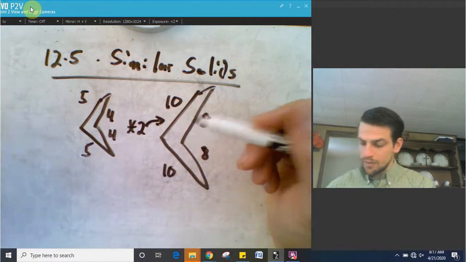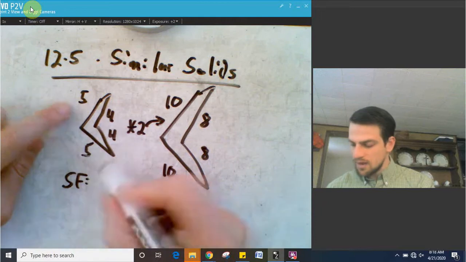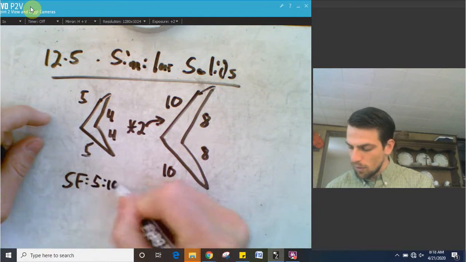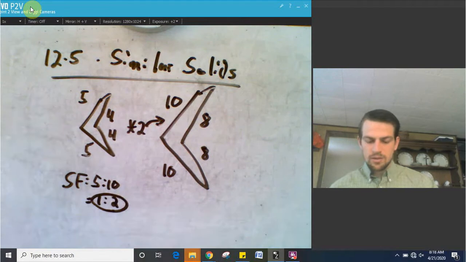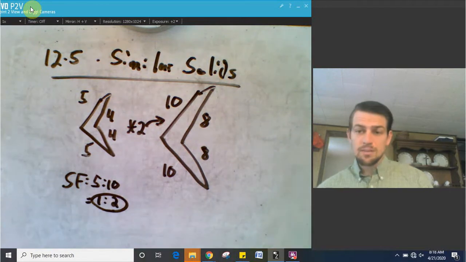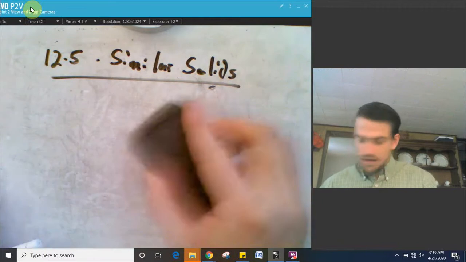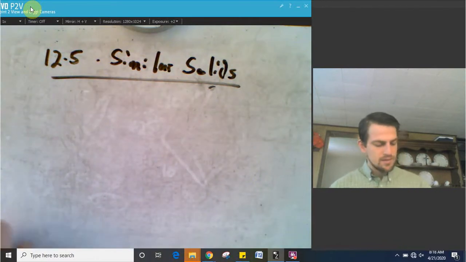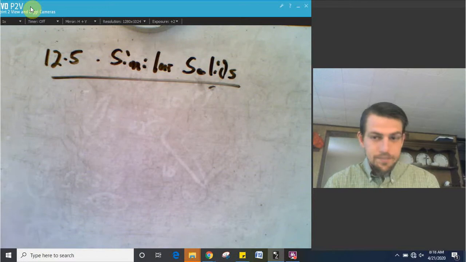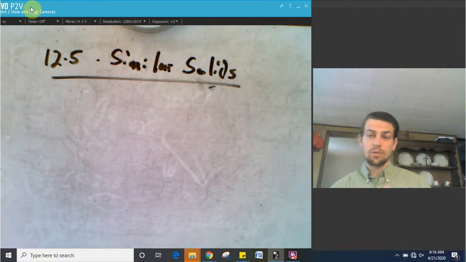So the scale factor of this, if you remember, is going to be basically 5 to 10, or that's the same thing as 1 to 2. We can simplify that. So 1 to 2 scale factor. That's the way similar plane figures work, and similar solids are going to work in the exact same way. So they have the same shape, not necessarily the same size, and so all of their corresponding pieces are going to be in the same proportion. They're going to be in ratio.